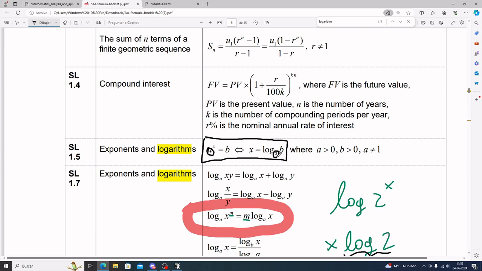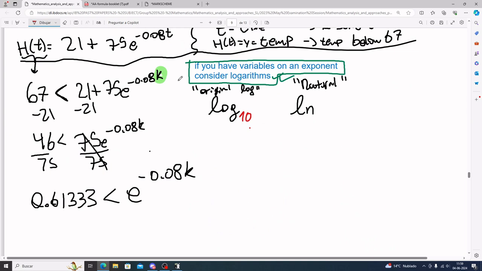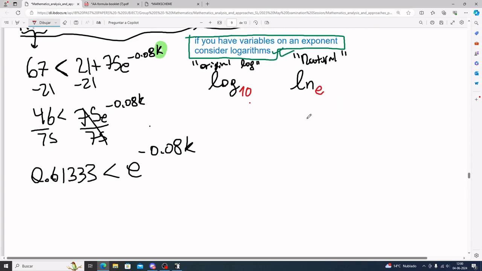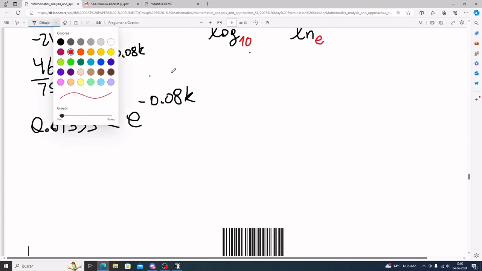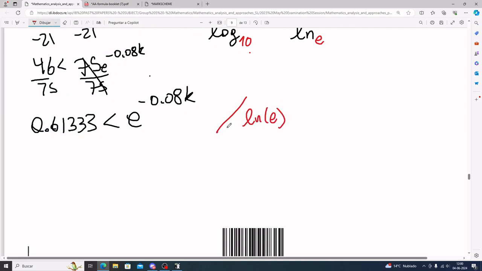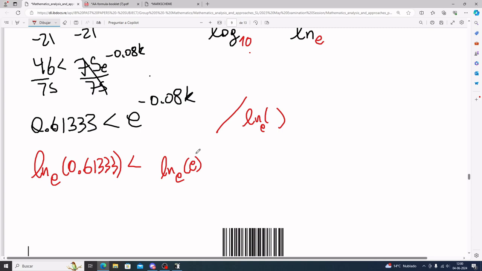And so that small a for logs is going to be 10 on its default, unless you change it. And for the natural, it's going to be e. And so this is very useful because you have an e going around. So that means that on this step here, you can apply natural log to both. So you end up with base e, right, I should say. So natural log has base e, but just to be very clear, technically you end up with log natural base e, parentheses 0.61333, is less than log base e, parentheses e, and this to the power negative 0.08k, right?